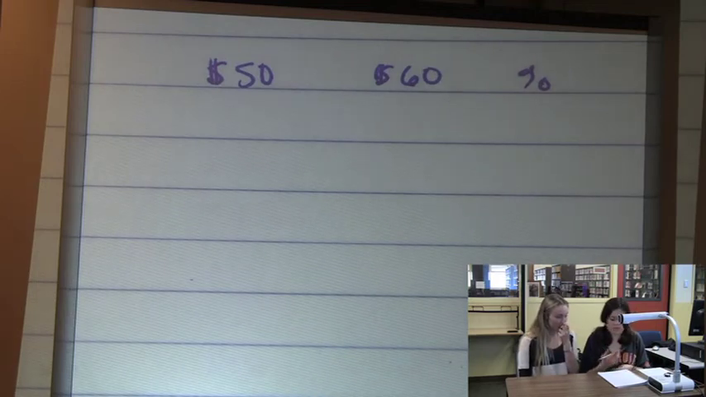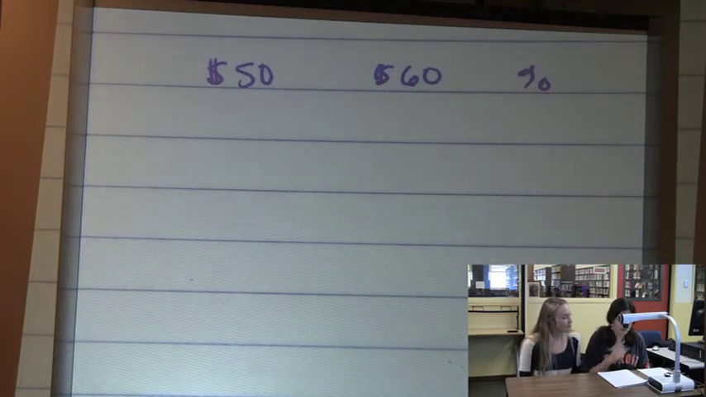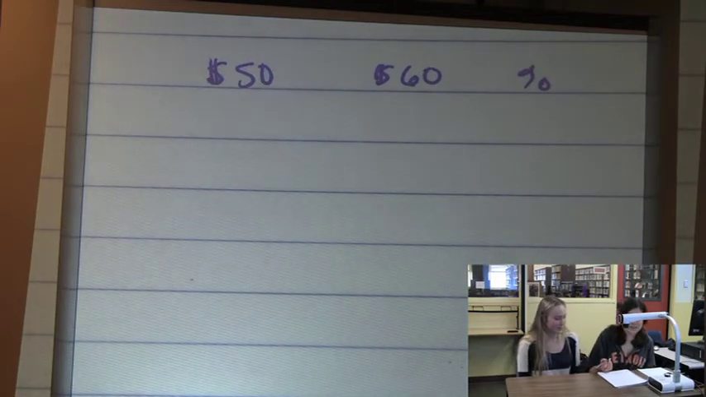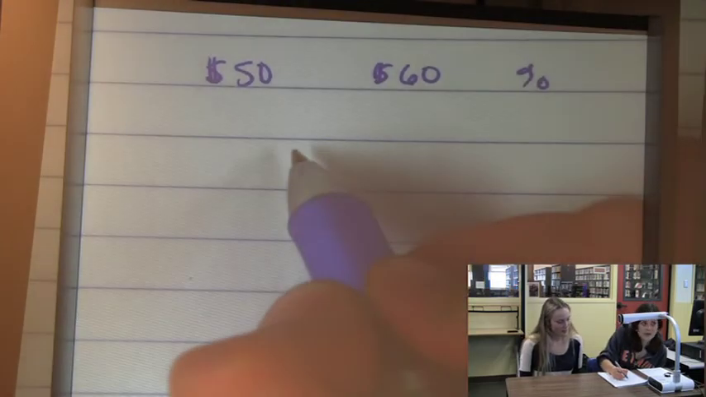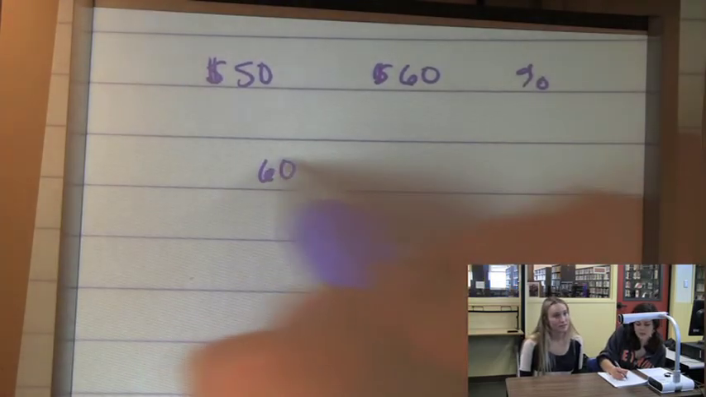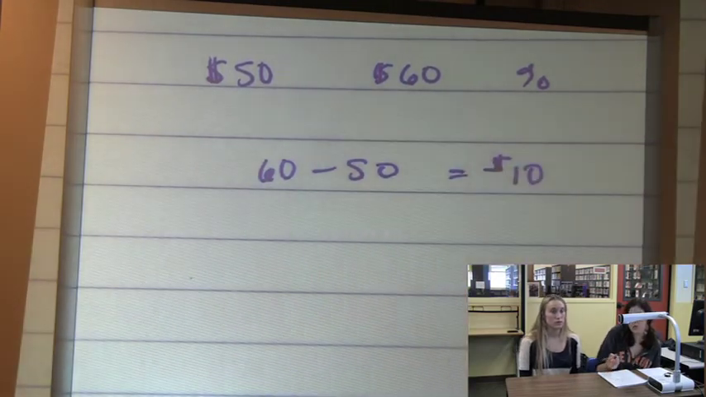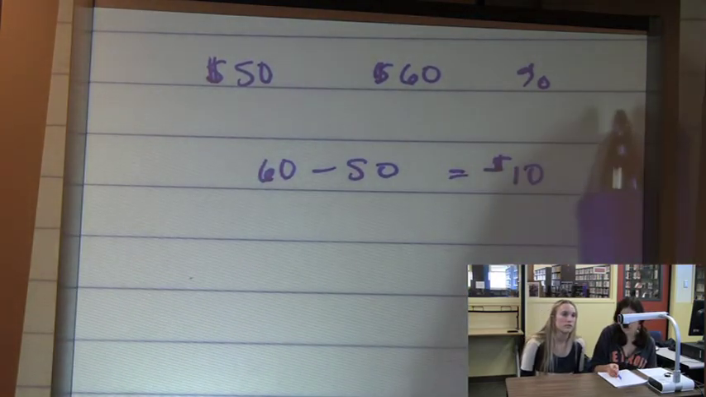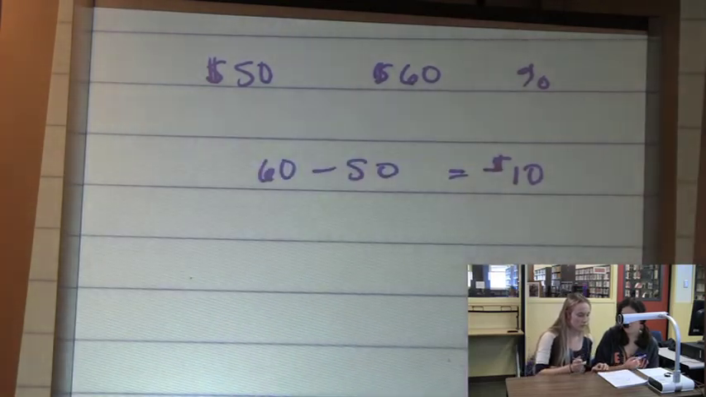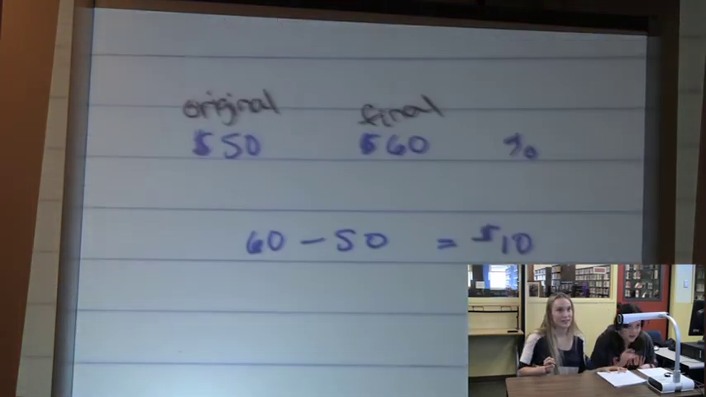In order to do that, what would you need to find? The change in price. So that would be 60 minus 50, which is 10. So the percent of 50 that we're looking for is $10. So this is the original, and this is the final, right? Yes, it is.